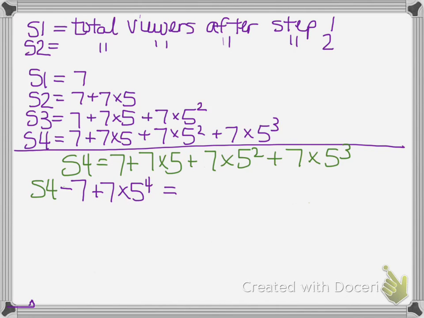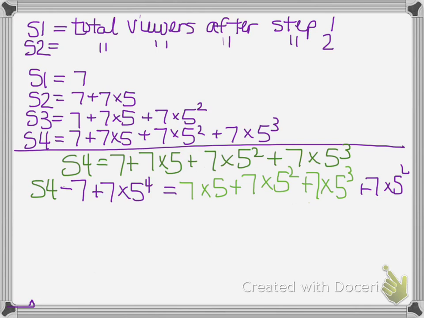So let's write down what we have now. The stuff that doesn't change, I'm going to write in green. The 7 went away, so I've got 7 times 5 plus 7 times 5 squared plus 7 times 5 to the third. And now I'm adding, so I'm going to put it in a new color because it's new. I'm adding this term right here. Since I added it to this side of the equation, I've got to add it over here. So that would be plus 7 times 5 to the fourth.